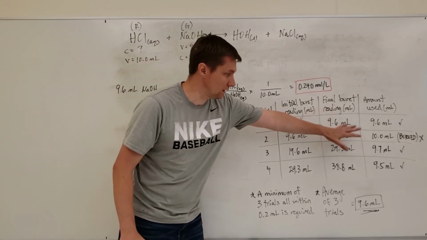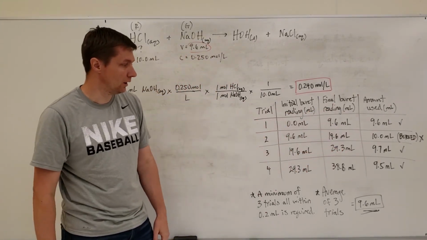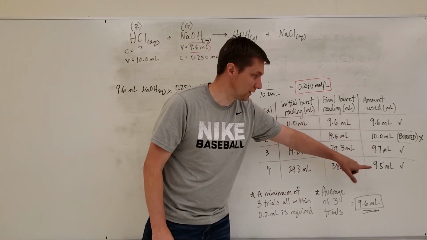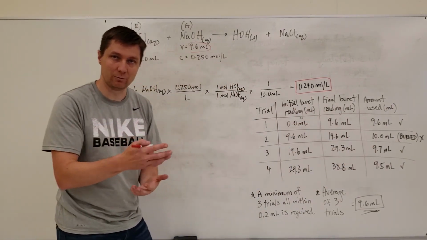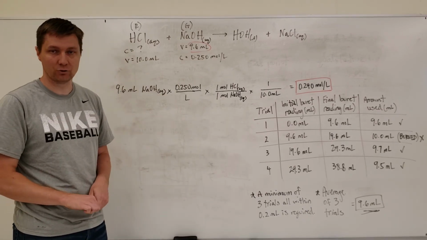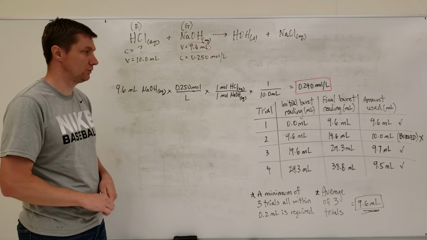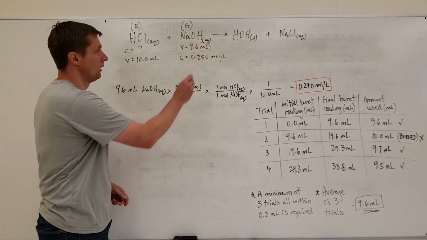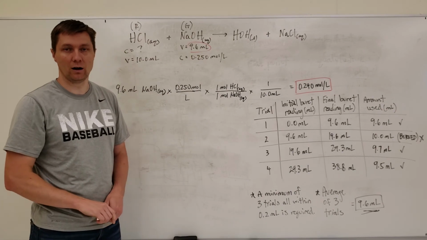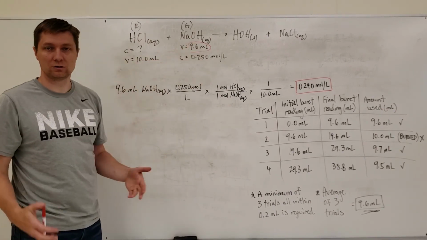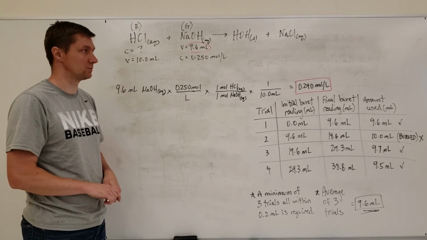So here's the data again that was collected from the titration. Remember, I took the average of the 3 trials, 9.6 plus 9.7 plus 9.5 divided by 3 is 9.6. So that 9.6 is an average of those 3 trials within 0.2. That's really important that you remember to do that. And that average number is what goes in right here for your titrant. And so the volume of my titrant used to neutralize HCl was 9.6 milliliters.